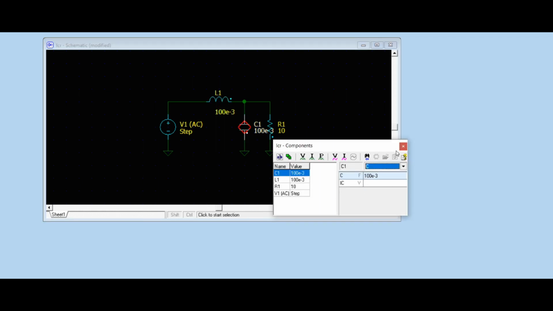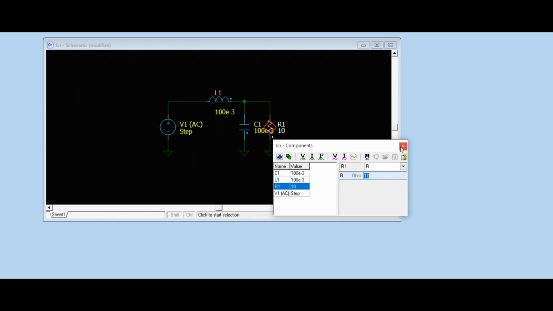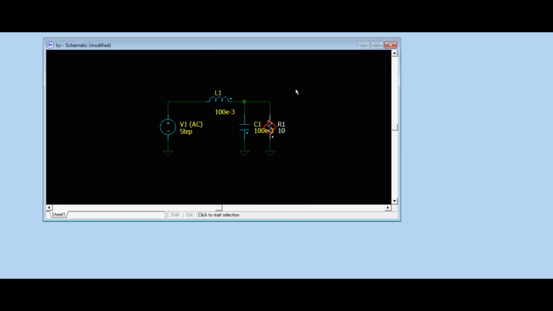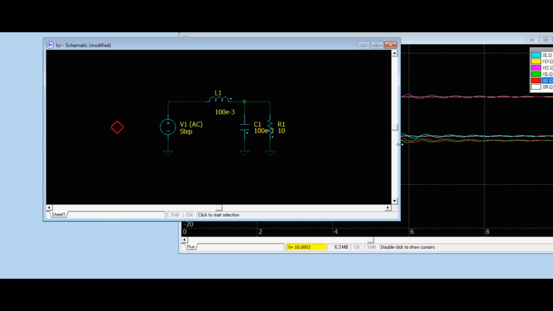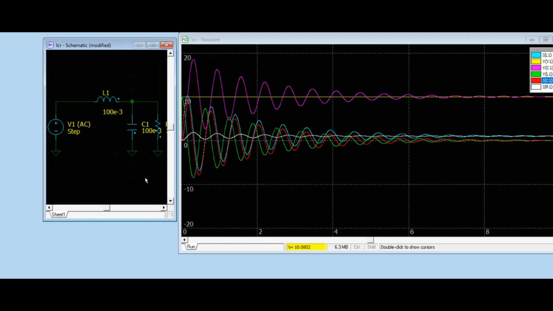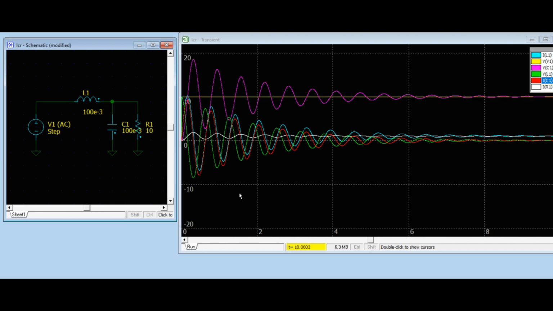Circuit configuration. The inductor, L, and capacitor, C, are connected in series, creating an LC circuit. A resistor, R, is connected across the capacitor. The step voltage source is applied to the series combination of the inductor and capacitor. The output voltage is taken across the resistor.